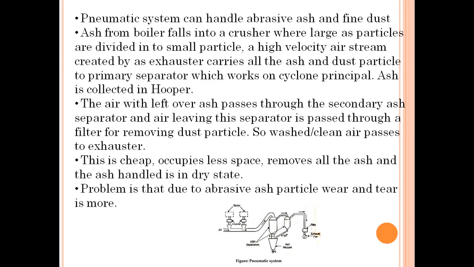an exhauster carries all the ash and dust particles to the primary separator, which works on the cyclone principle. Ash is collected in the hopper. The air with remaining ash passes through the secondary ash separator. The air leaving this separator passes through a filter for removing dust particles. So the clean air passes to the exhauster.